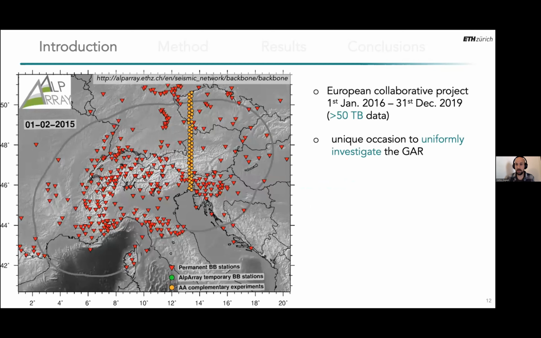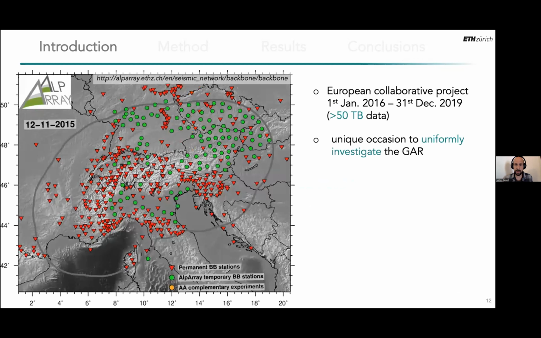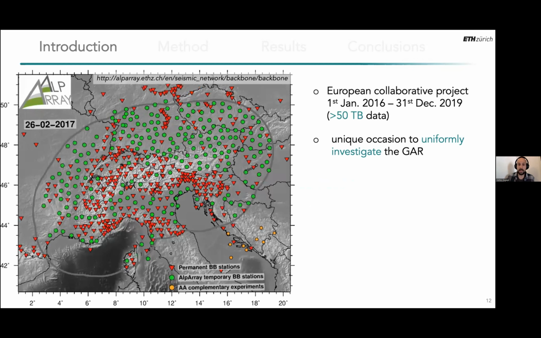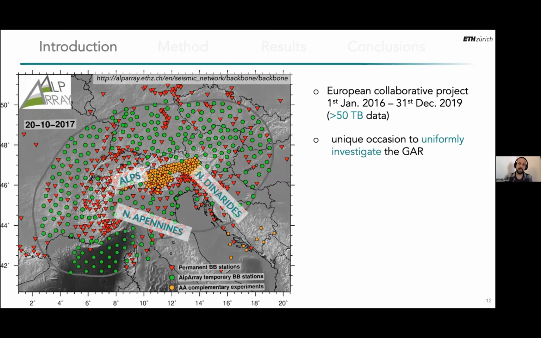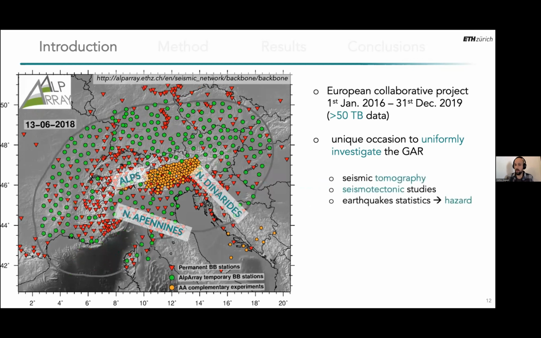One project that you have probably heard of is the AlpArray project, which took place between 2016 and 2019 and provided an unprecedented possibility to uniformly investigate the greater Alpine region by deploying temporary broadband stations aimed at a better understanding of the Alps, the Northern Dinarides, and the Northern Apennines intraplate relation. Of course, with all this data collected, we will be able to do seismic tomography, seismotectonic studies, and also earthquake statistics.